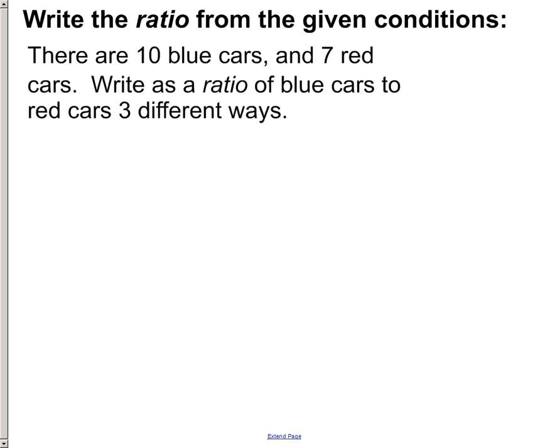Hey, there are 10 blue cars and 7 red cars. Write as a ratio, blue cars to red cars, 3 different ways. So, let's go make the first ratio. Let's make it a fraction because that's the most common style for the first one. Blue cars to red cars.